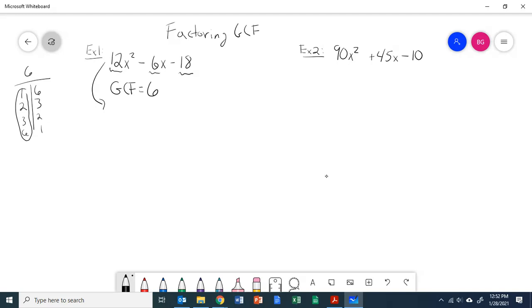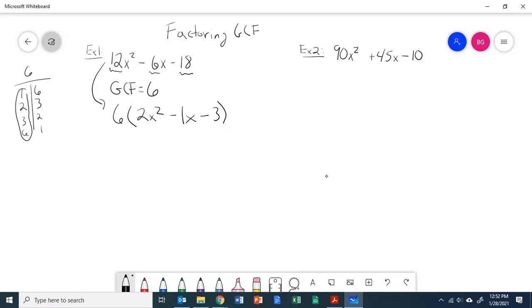Now, when we do that, we're going to want to make sure we take it out. So we're going to write 6 times, now just like we did, 12 divided by 6 gets me 2x squared. Okay. Negative 6 divided by 6, working backwards here, we took it out, is a negative 1, and then we'll still have that x. Then negative 18 divided by 6 is a negative 3. Okay, and now we have that part.